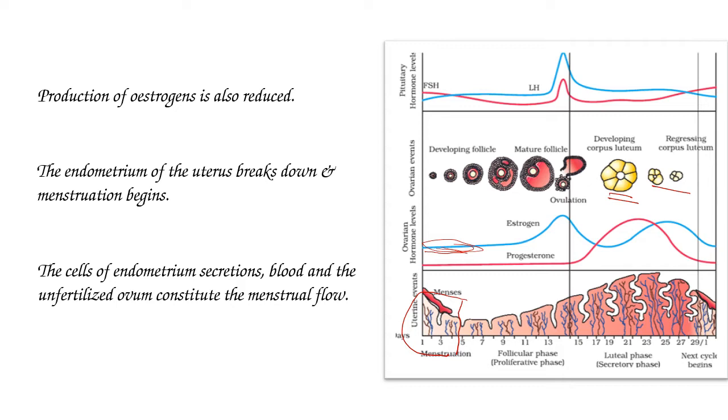Now, what is present in that menstrual flow? Menstrual flow consists of endometrial secretions. The secretions are released due to the breakdown of the cells of the endometrium, and due to the rupturing of these endometrial cells, it bleeds. That means blood is also present in the menstrual flow, and unfertilized ovum. That means fertilization does not take place when the menstrual cycle is occurring. That indicates that there is no fertilization in the female body. So that's why the unfertilized ovum is also present in the menstrual flow.